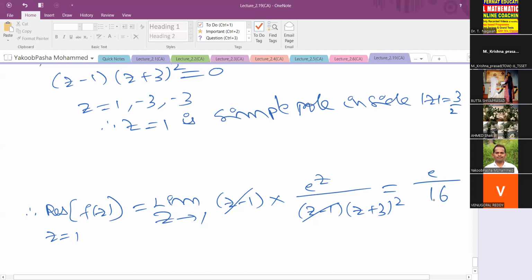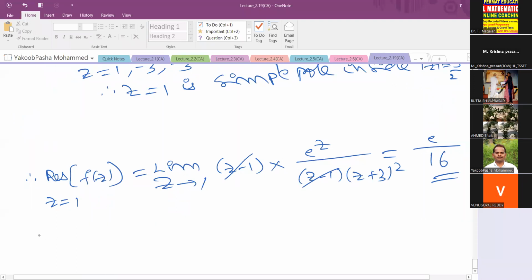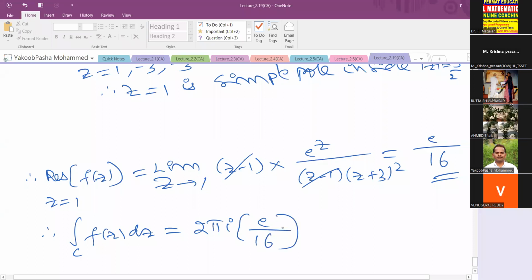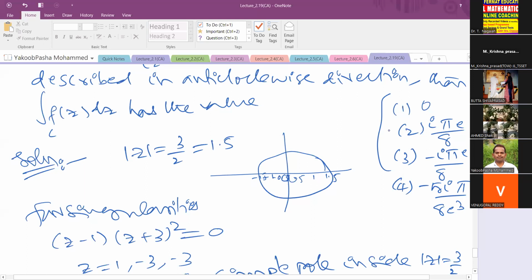So this is the residue value, but we have to calculate the integral over c f of z dz. Integral over c f of z dz is equal to 2 pi i into e divided by 16. Okay. So this is equal to pi i e by 8. Second option is the right option. Okay. This is the set question. Now I'm taking another problem.